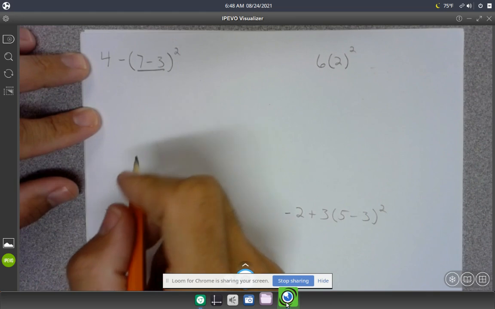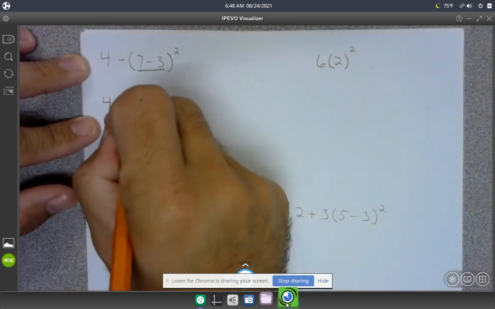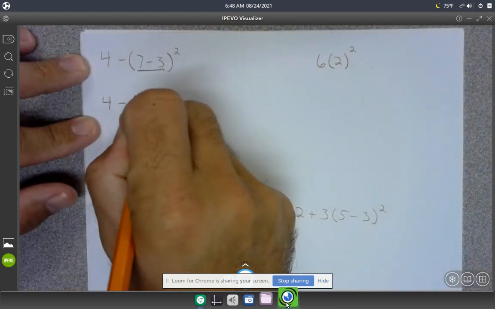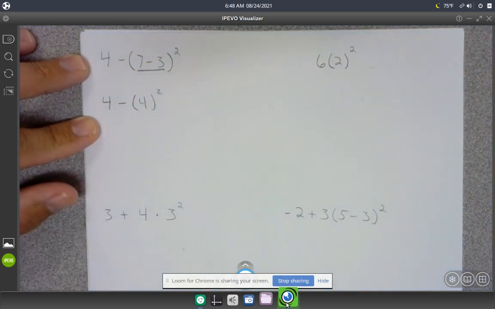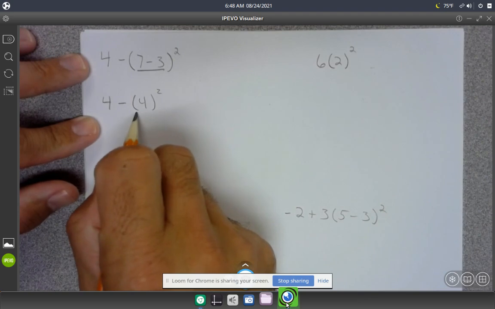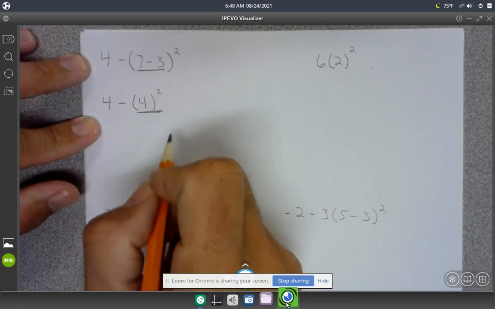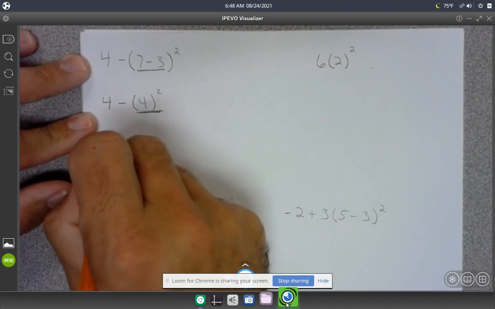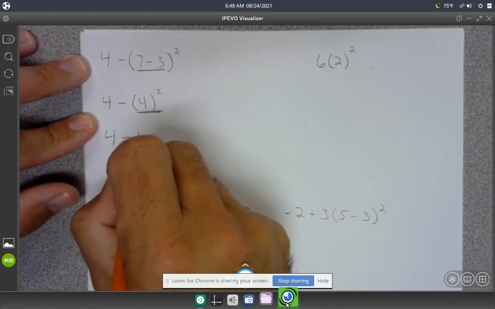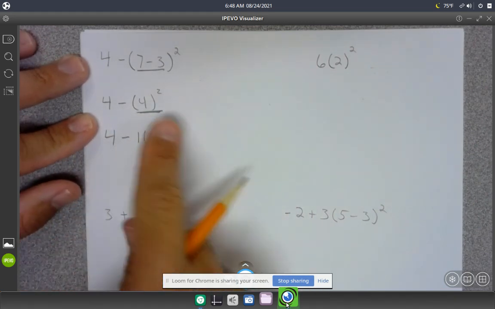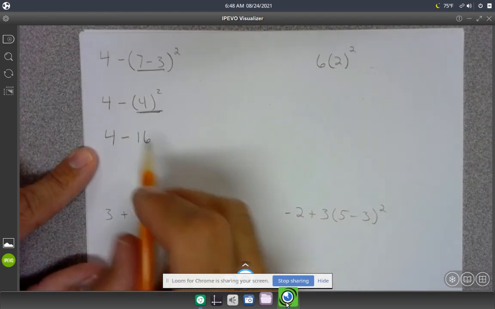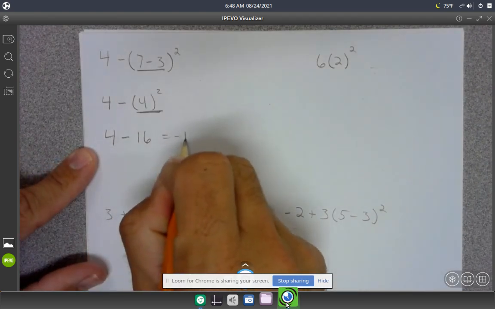Subtract those, you're going to get a 4. So we get 4 minus 4 squared. You might be tempted to say 0 is the answer, but it ain't. You got to evaluate the exponent before you do the subtraction. So it's 4 minus 16. 4 squared, 4 times 4. 4 minus 16, that's negative 12.